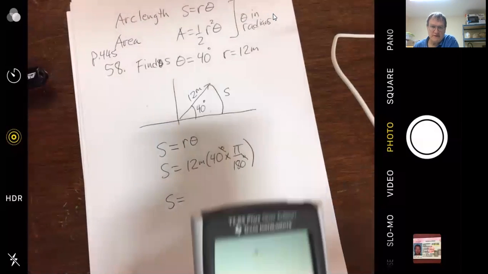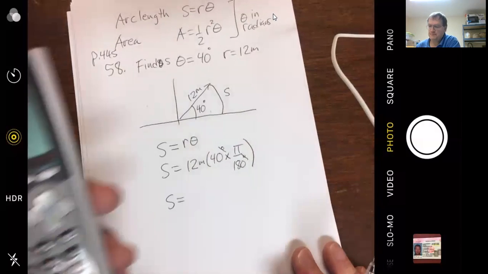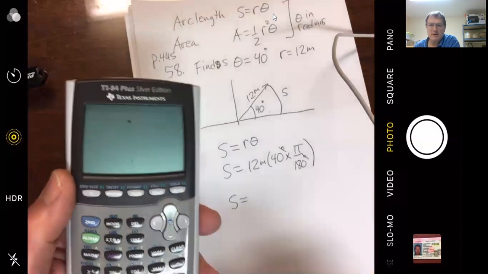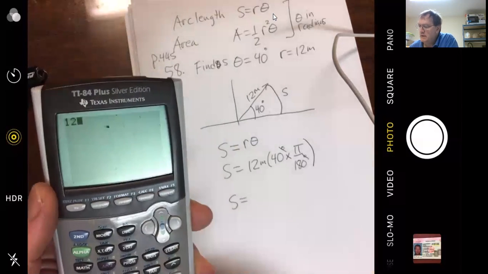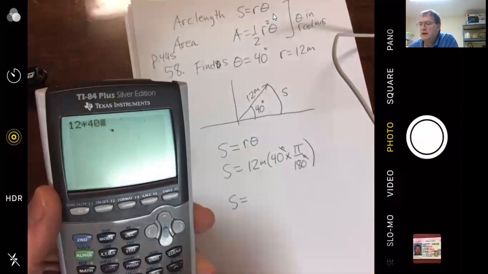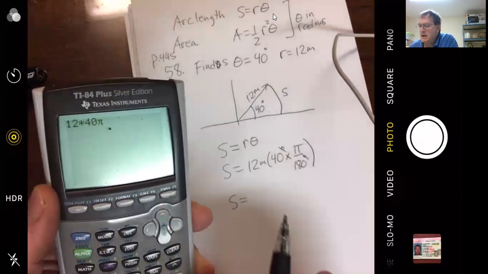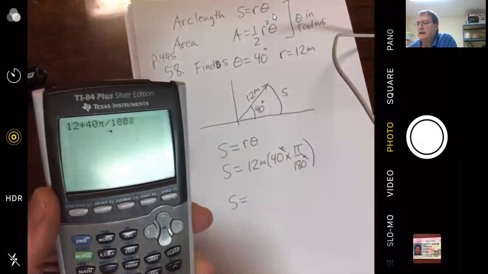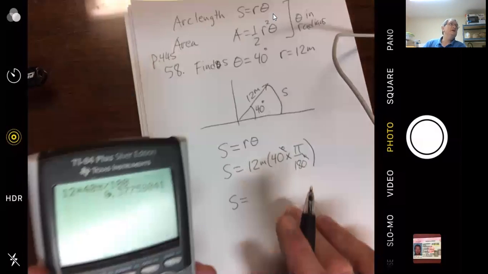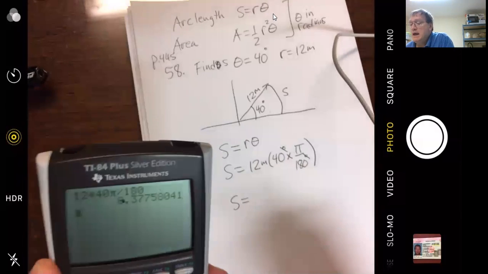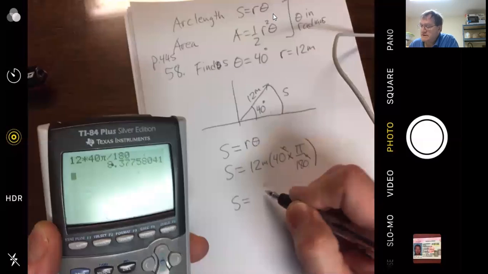So I got, if you can see both, put both on the screen. Okay, I've got 12 times 40 pi divided by 180. Oh, just in a Zoom. 8.377.